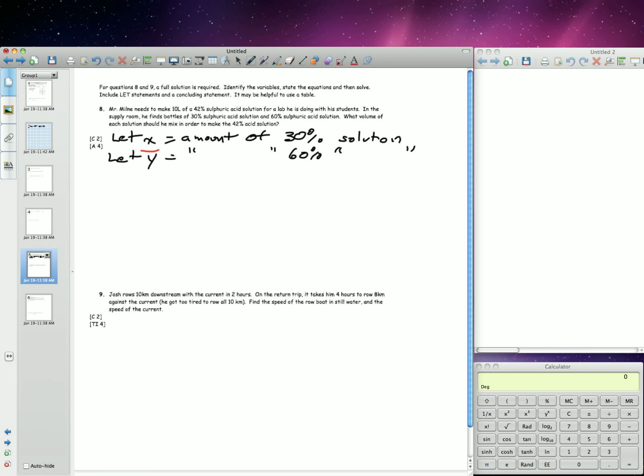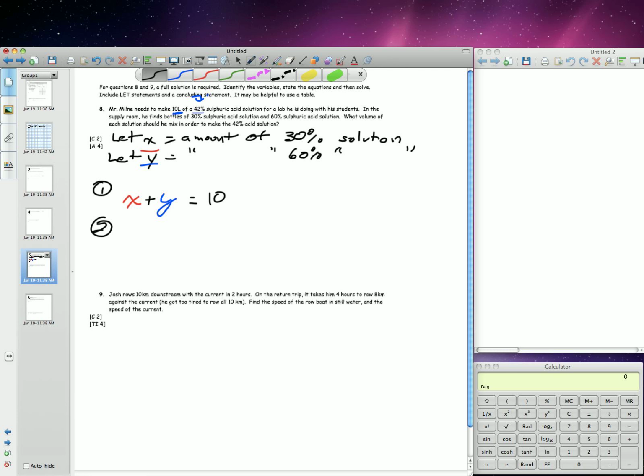Okay? Now the second equation, we need to figure out how much sulfuric acid there's going to be. In the very first question, he said he needed 42% sulfuric acid solution. So 42% of that 10 liters needs to be sulfuric acid. So I'm going to multiply that 10 liters times 0.42. This is going to tell me how much sulfuric acid is in the solution.